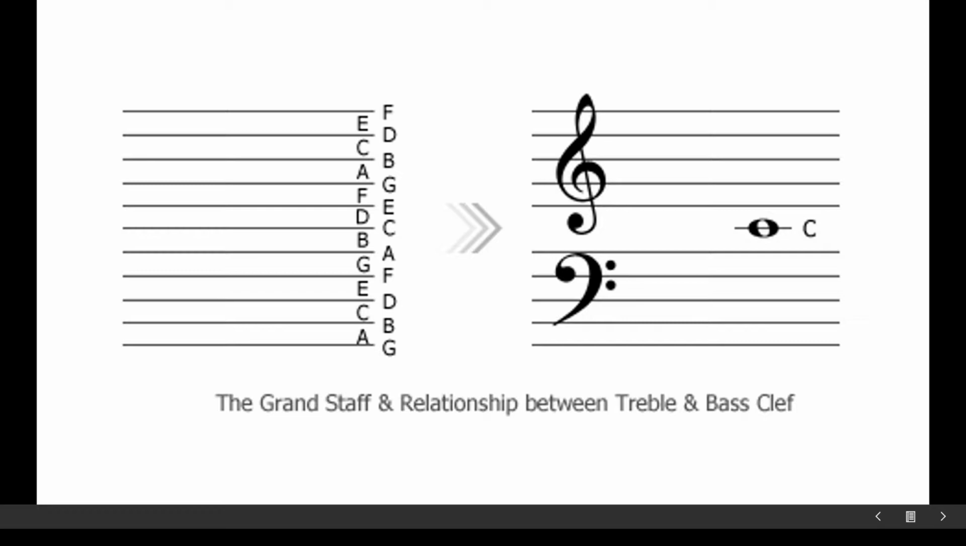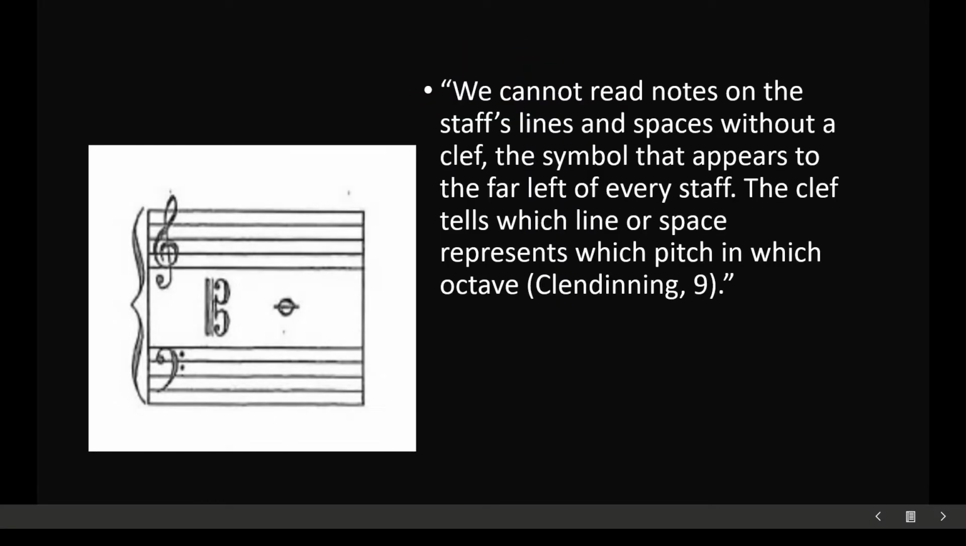That middle line, that sixth line that is not there, is what we call middle C today. So let's get into the clefs and how we differentiate. This is a very important quote, and once again, there's that image. We cannot read notes on the staff's lines and spaces without a clef, the symbol that appears to the far left of every staff. The clef tells which line or space represents which pitch in which octave, and that's from Jane Clendening, Miss Jane Clendening.